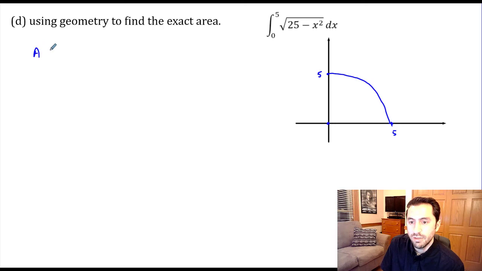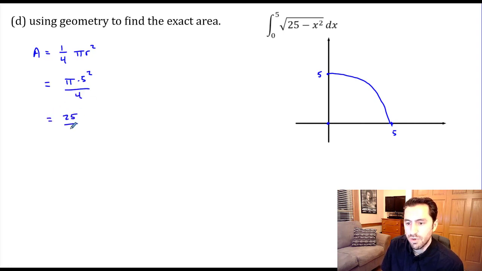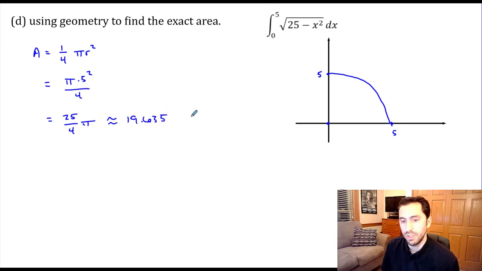So the area is going to be equal to, so pi r squared would give me the area of the entire circle, but we're only looking at a quarter of it, so we'll divide this by 4. So pi times the radius squared, so pi times 5 squared, we'll divide that by 4. So the exact area is going to be 25 over 4 times pi, which is approximately 19.635 square units.